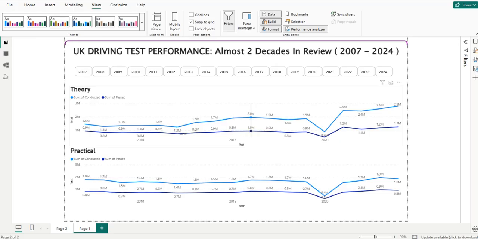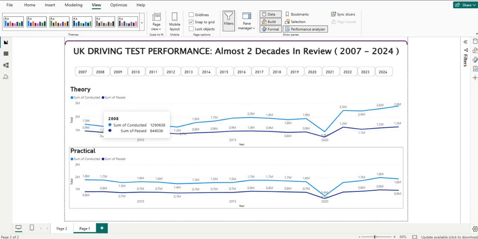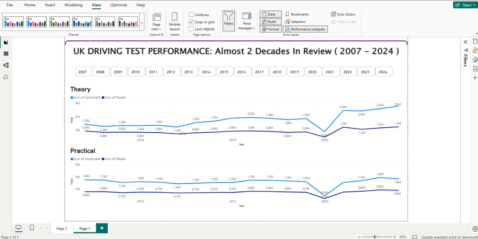When you look at the practicals, there are some questions I do have that I've not analyzed or answered yet. For example, you have 1.5 million people here that have taken the theory test, and you have 1.8 million people here that are doing the practical. So I'm not sure at the moment whether that's because of a backlog or something.